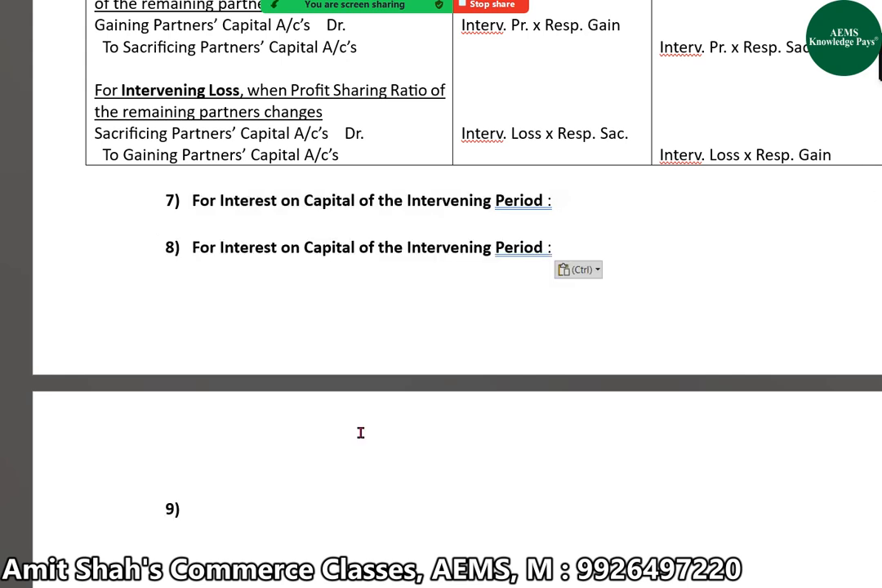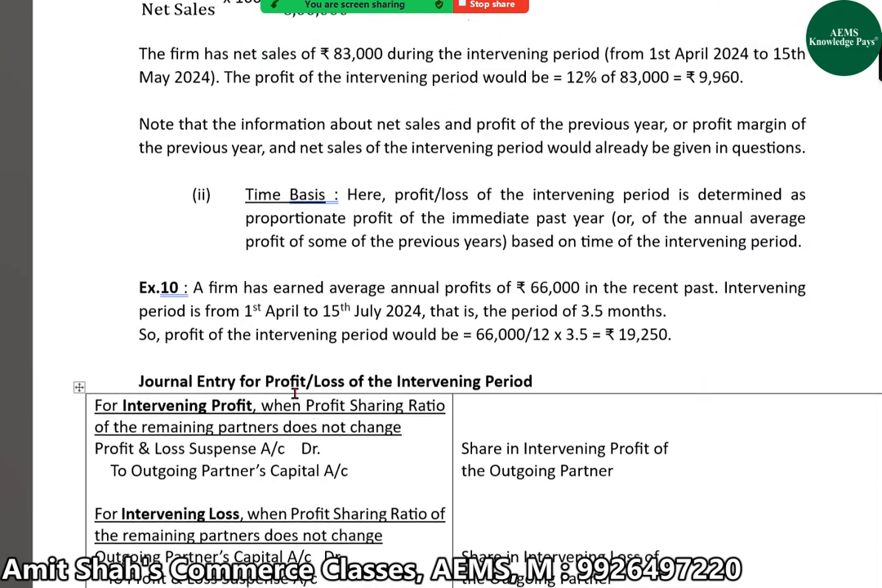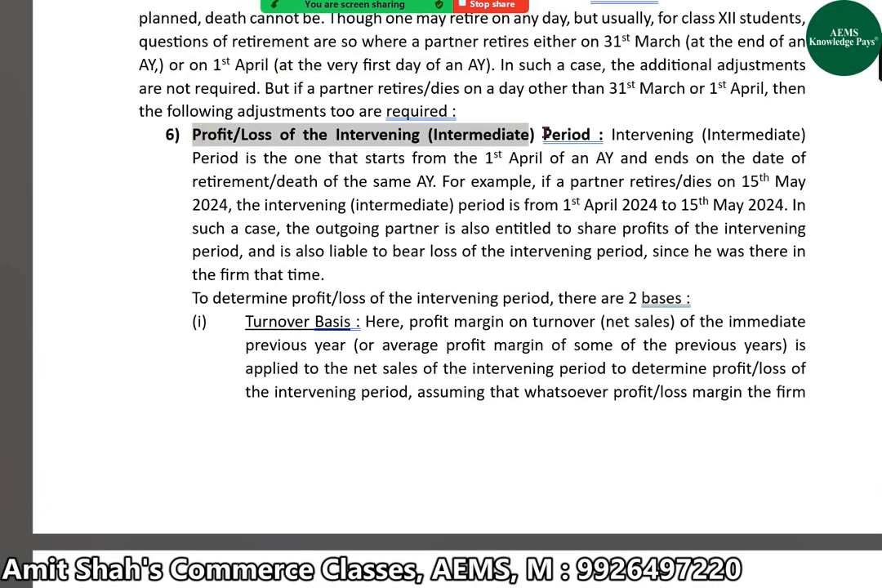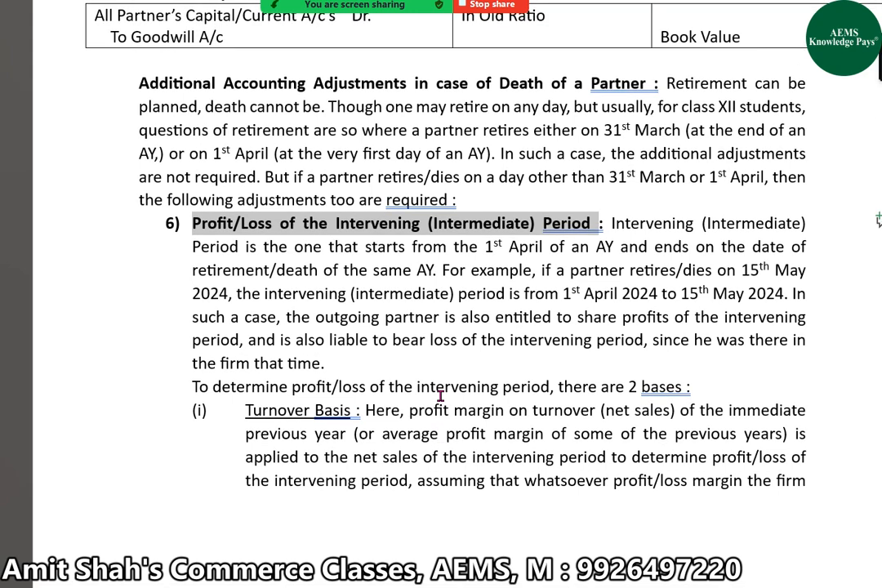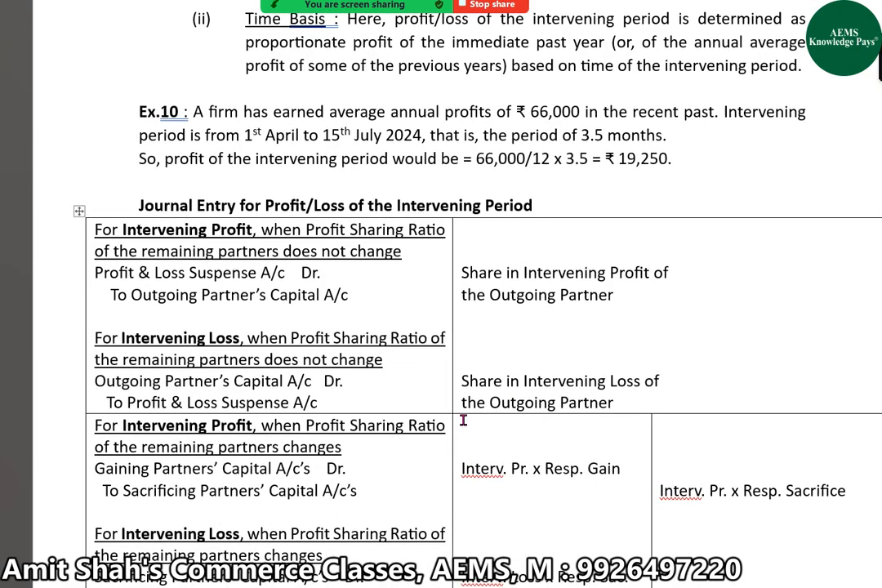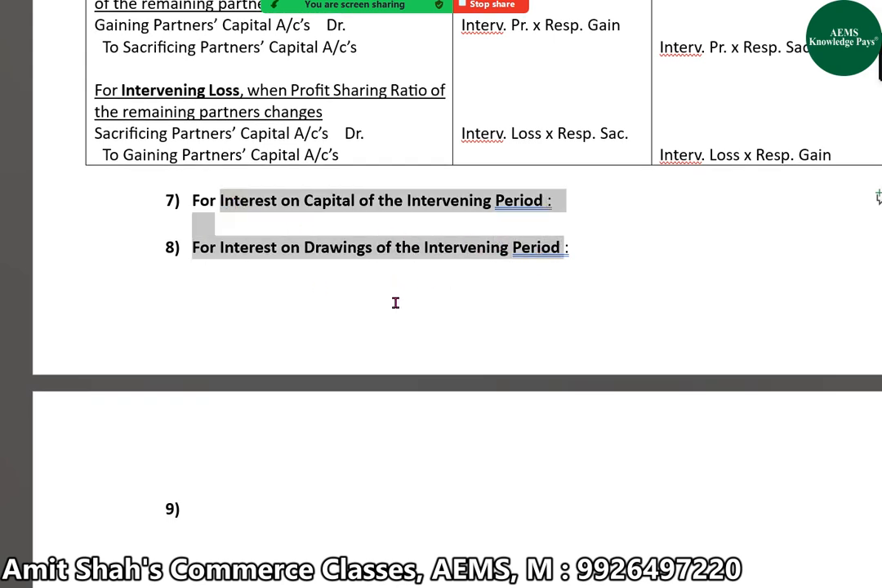Yes, sir. The same way, if there is provision of interest on drawings, then we also need to take care of that. So these two are the additional adjustments other than this one. So total number of additional adjustments in case of death of a partner, especially when death does not occur on 31st March or 1st April, are these three only. One is profit or loss of the intervening period, second is IOC of the intervening period, and third is IOD of the intervening period.